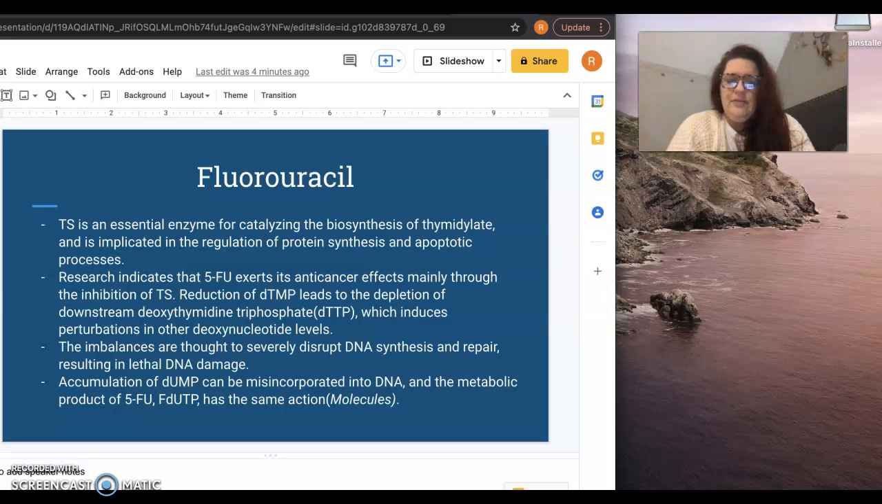New research has indicated that 5-FU exerts its anti-cancer effects mainly through the inhibition of TS, and the reduction of the dTMP leads to the depletion of downstream deoxythymidine triphosphate, which then induces perturbations in other deoxynucleotide levels. These imbalances are thought to severely disrupt DNA synthesis and repair, which results in lethal DNA damage. And then accumulation of dUMP can be misincorporated into DNA, and the metabolic product of 5-FU has the same action as this.